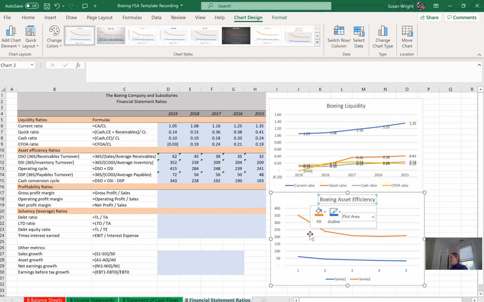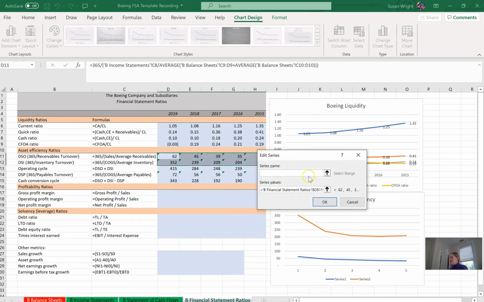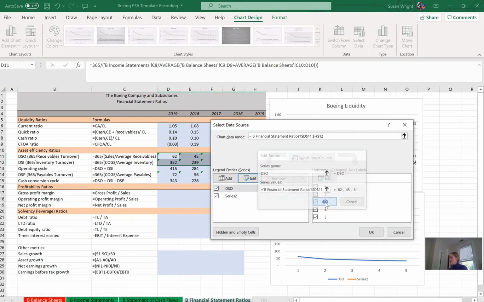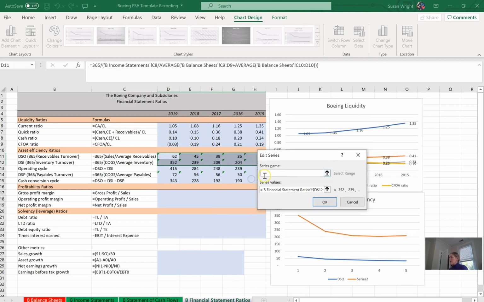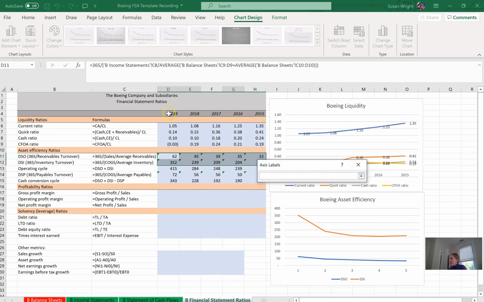And right click on the graph, go to select data. Let's get our data series looking good. So this first one, just type in DSO because I don't need all that information there. And then the second one, type it in as well, DSI, Days Sales Inventory. And then here, let's get our days.